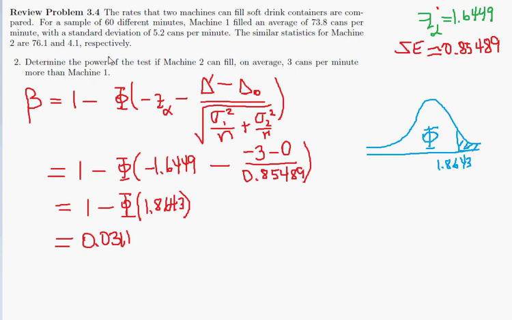The question asks for the power of the test, and so the power of the test is equal to 1 minus beta, which works out to be 0.9689. And so there is the power of the test if machine 2 is indeed capable of filling 3 cans per minute more than machine 1.